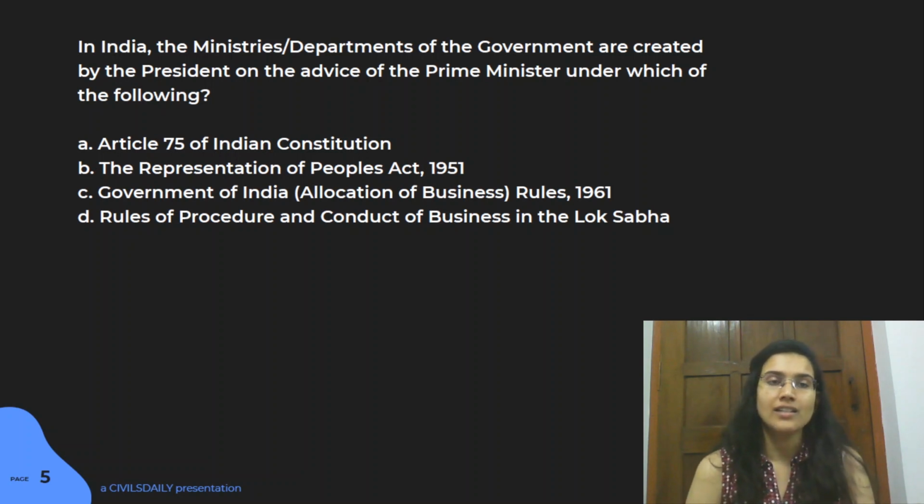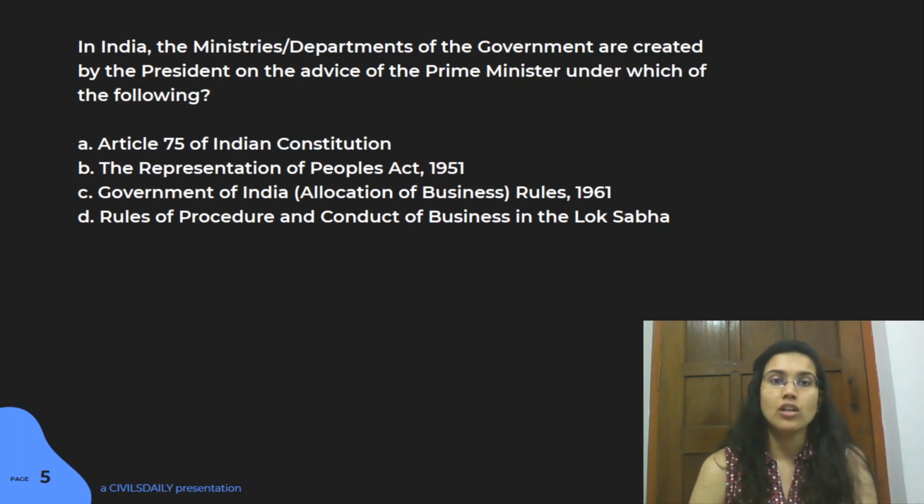So, see, Article 75 actually deals with your rules related to appointment of Prime Minister and your Council of Ministers, right? So there is no talk about ministries and departments in that particular article. So you can rule out Article 75 from that. Second option is your Representation of People's Act. Now this basically deals with all your election related ideas, right? So creation of ministry and departments would never come under this particular provision.